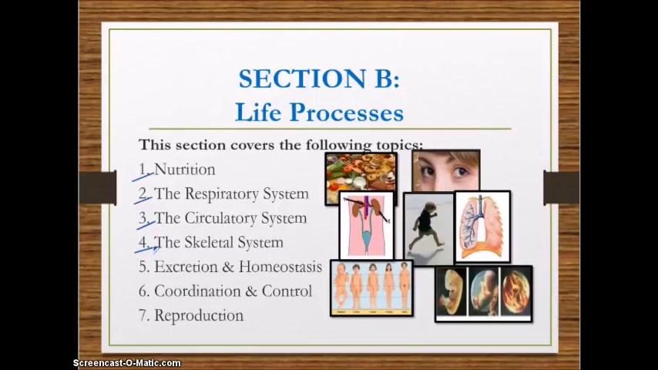The fourth topic, the skeletal system, will look at the bones of the skeleton, the bone structure, the typical structure of a long bone, so the different parts of the long bone, the difference between bone and cartilage, the difference between ligaments and tendons. You should know the different types of joints, and then how the muscles behave at the joint, particularly in the arm, the biceps and the triceps.